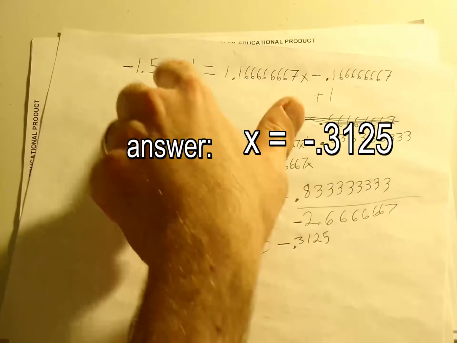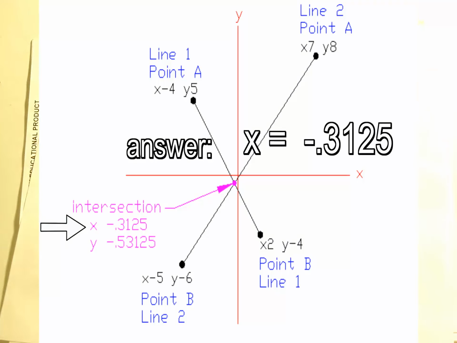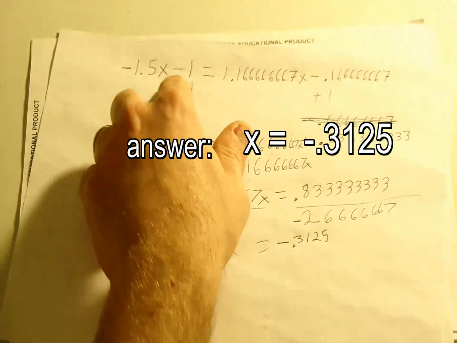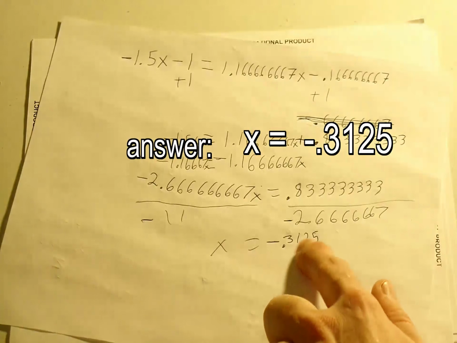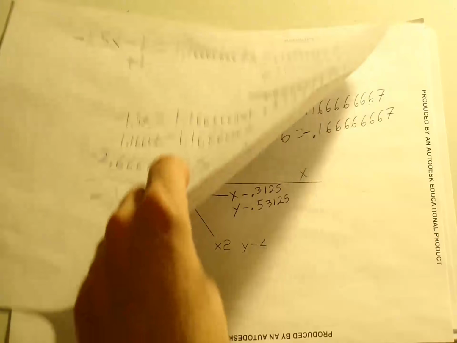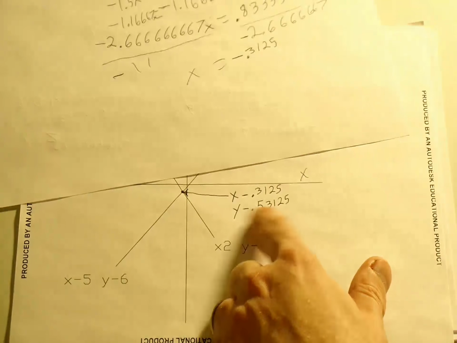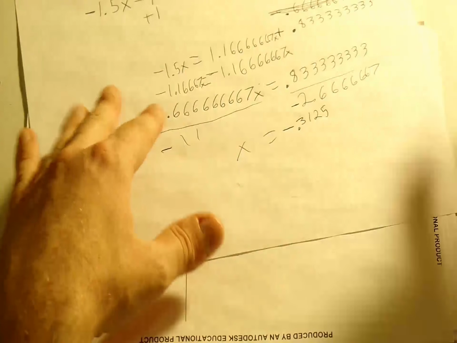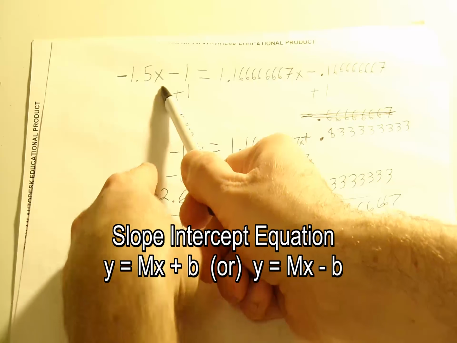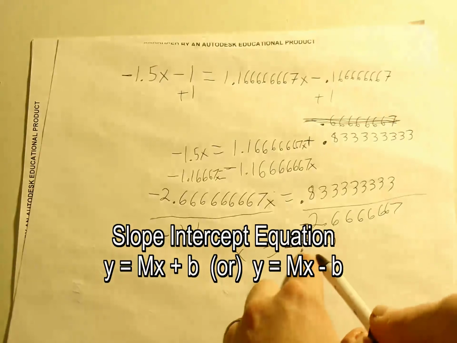you get negative 0.3125. And that matches up with the number of negative 0.3125. So that is the x intersection. We have it right on the money. Now what we're going to do is take that x number and plug it into the equation. Again, if I haven't mentioned it, that would be y equals mx minus b in this case.